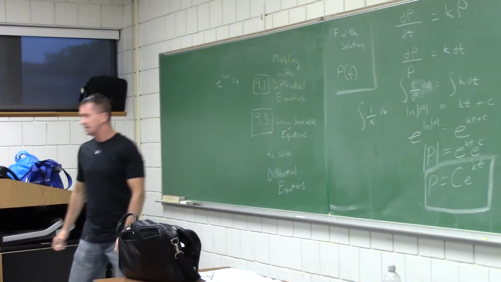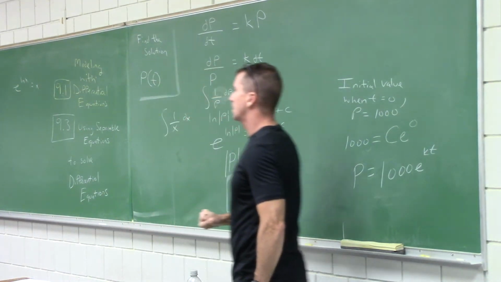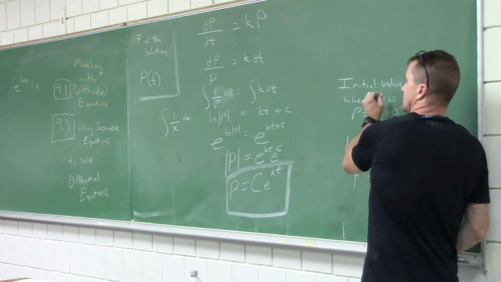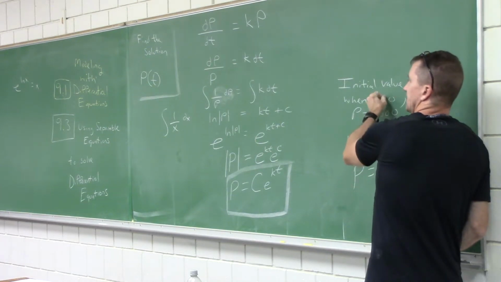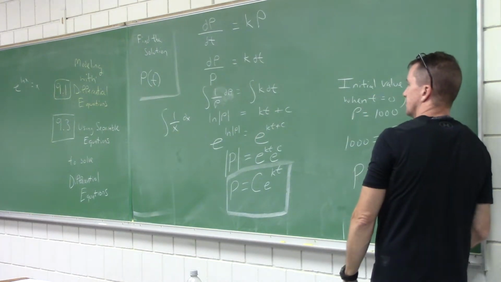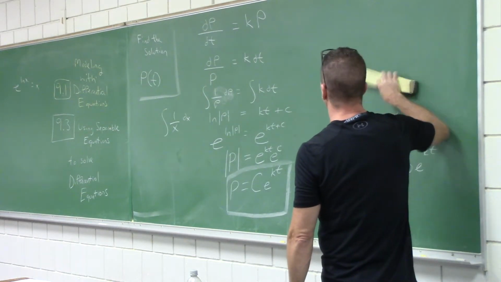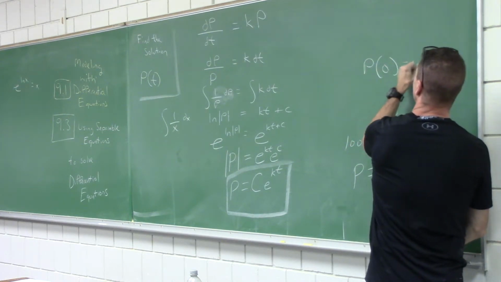If we get a question like that, I'm guessing you're not going to put a question on the test where time is 0 and the initial value is given to you. Sometimes the initial value doesn't have to be at t equals 0, but they'll write something like this: P of 0 equals 1,000. Right, that's what they'll write.